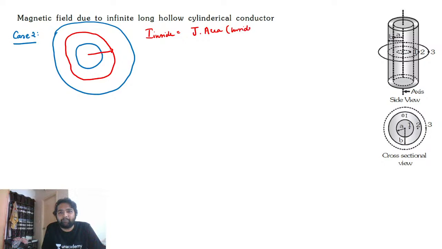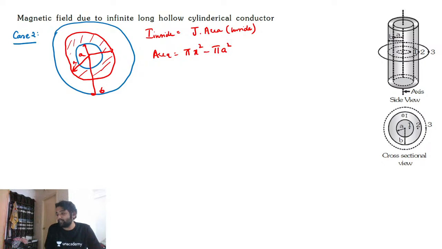Inside the area, the inner value is a, the upper value is b, and this is at x. So what will this area be? Same as previously, you will get area equal to pi x square, which is the outer area, minus pi a square, which is the inner area. Mixing both, what will we get? pi into x square minus a square.